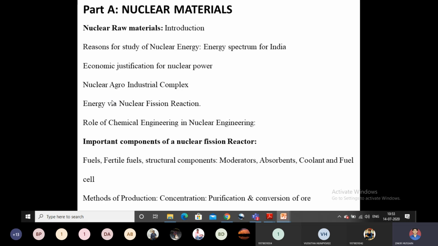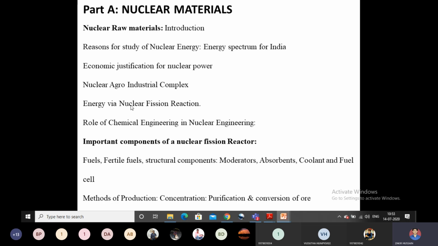Then the next one is the energy via nuclear fission reactors. We need to differentiate between nuclear fission and nuclear fusion, and how this nuclear energy will be obtained through a simple example of a reaction. Then the next one is the role of chemical engineering in nuclear engineering. So what is the role of chemical engineering in just obtaining electricity or power from the nuclear power plant? We have to discuss that.